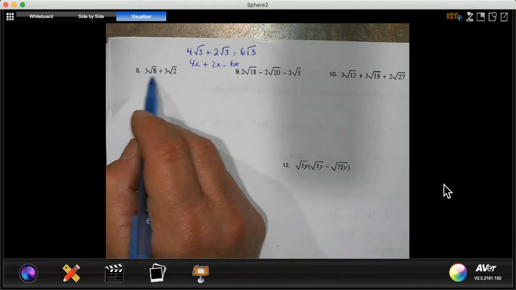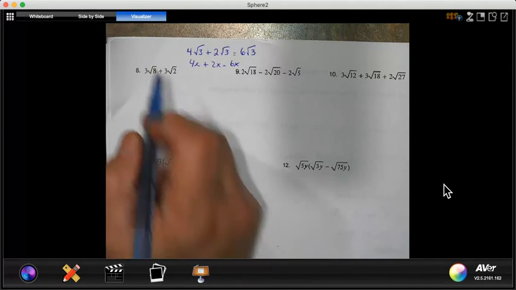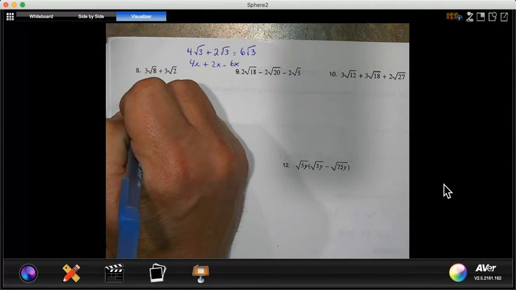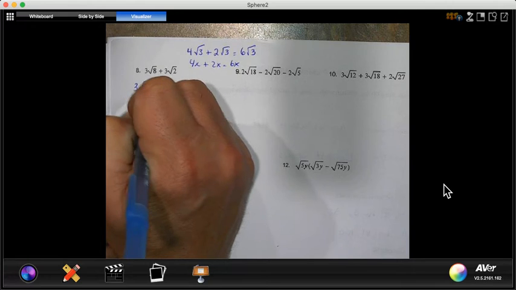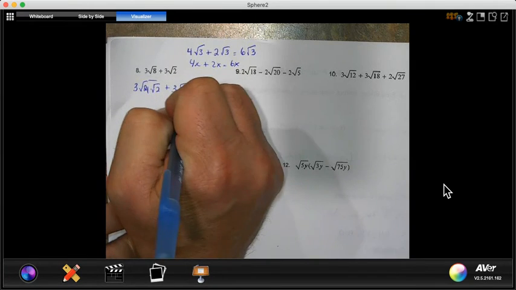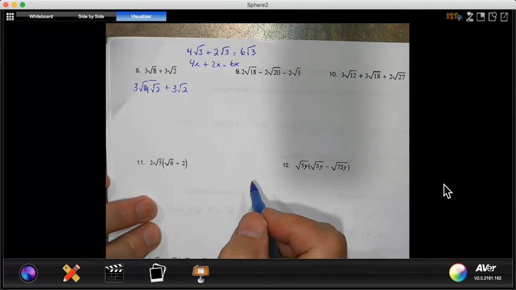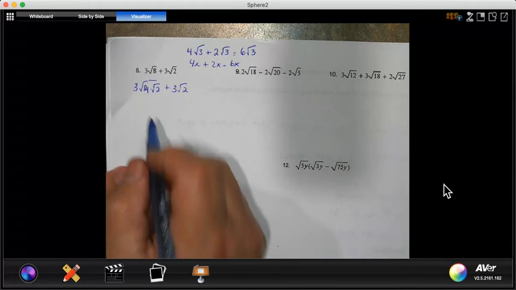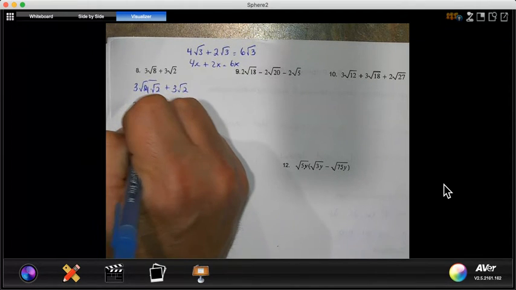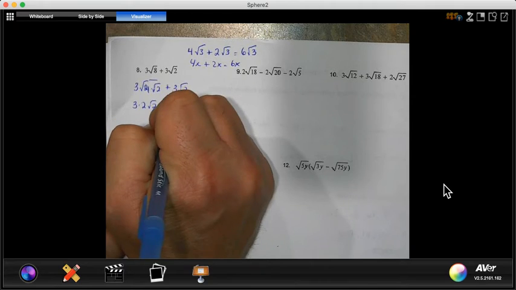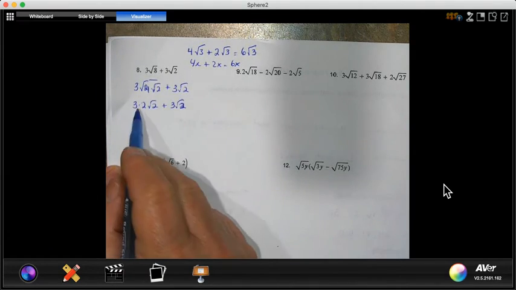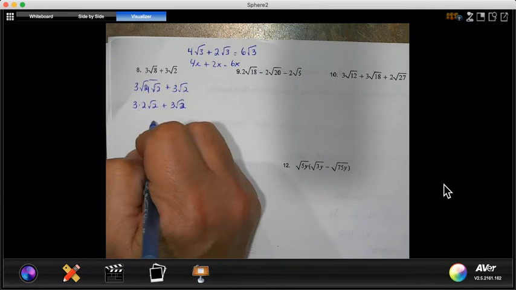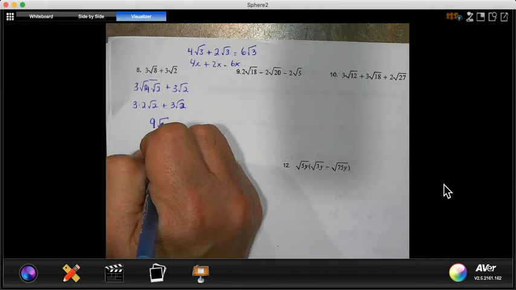But as you see, I can turn the 8 and make it in lowest terms. So this is 3 root 4 times root 2 plus 3 root 2. Okay? Square root of 4 is 2. So this is 3 times 2 root 2 plus 3 root 2. 3 times 2 is 6. 6 plus 3 is 9. So my final answer is 9 root 2.